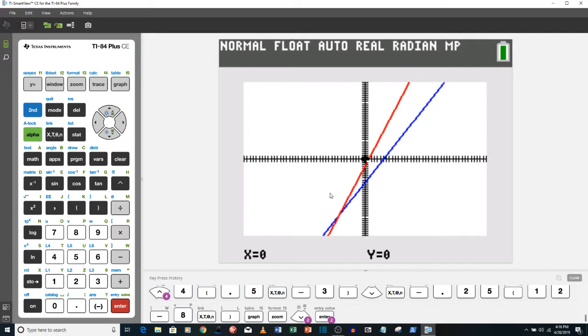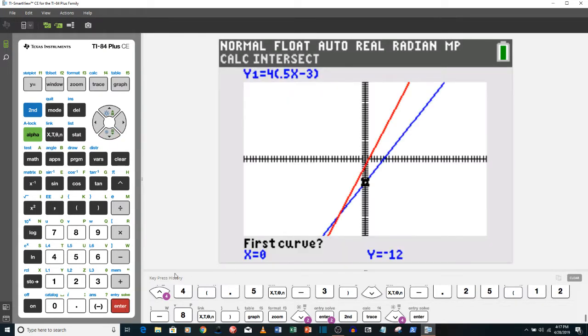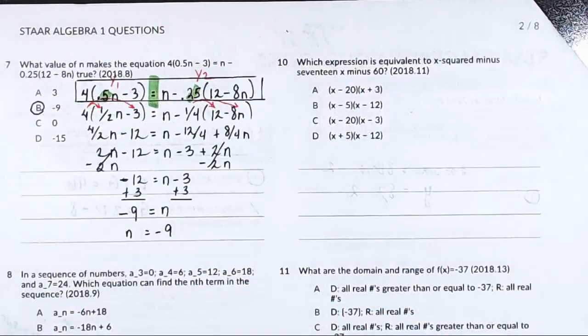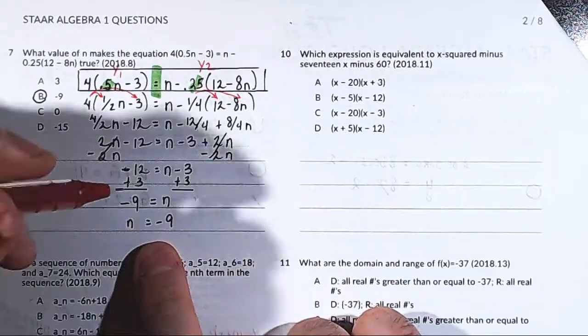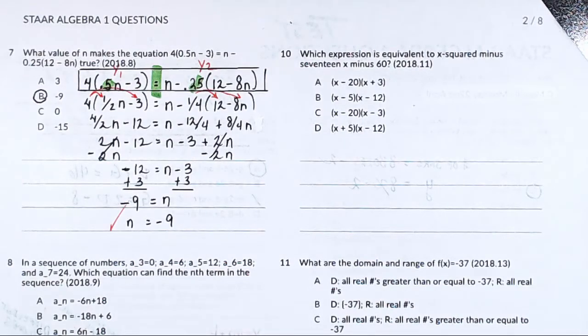We can play this game called second trace intersect, or second trace 5, to see where those lines intersect, and then first curve, enter, second curve, enter, guess, enter, and then it shows us the intersection where x is negative 9. And x is n, so n is negative 9. That's what we needed. So we'll flash back to our work surface and just confirm that that's in fact what we found on the calculator. Once again, that would be answer choice B.